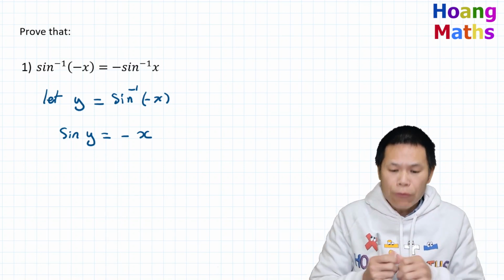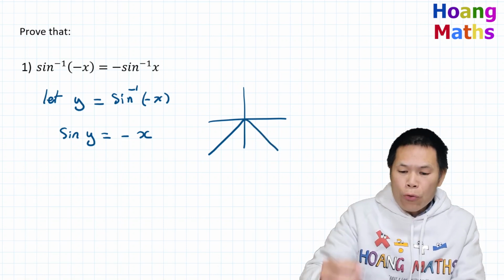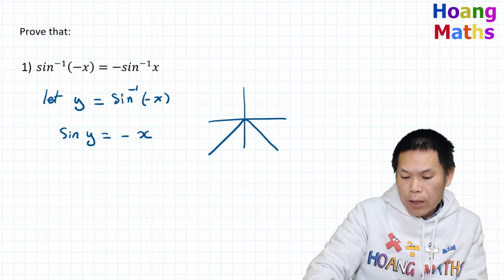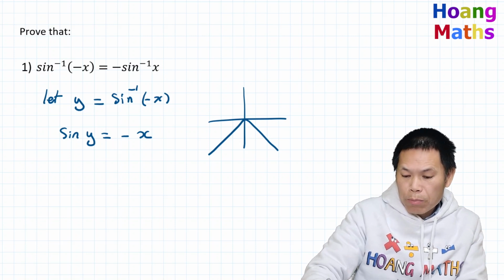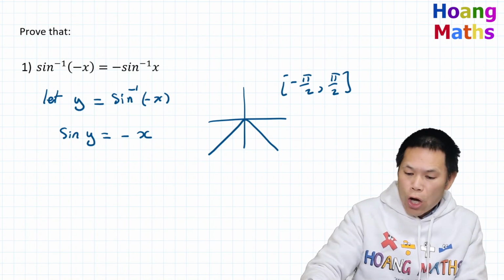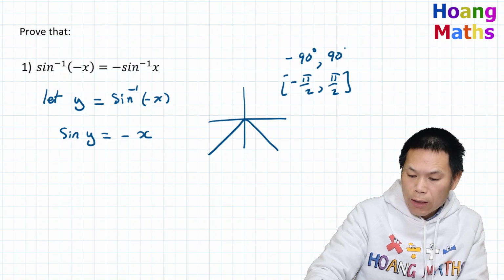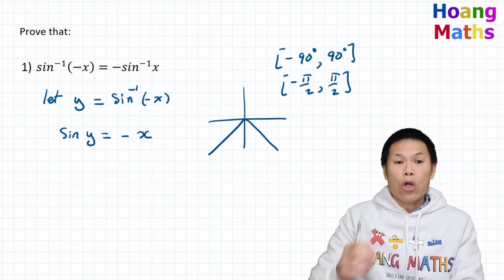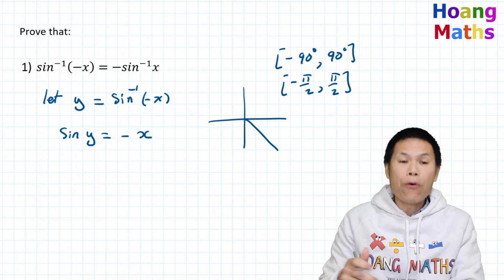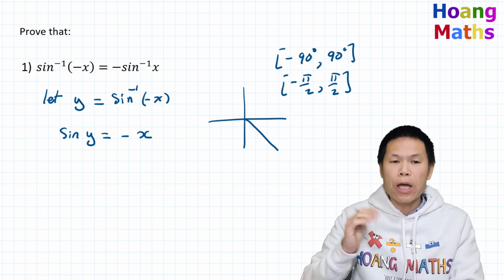So sine is negative, so it will be in either the third quadrant or the fourth quadrant. But we know that the range of inverse sine is between negative pi over 2 and pi over 2, inclusive, or negative 90 degrees to 90 degrees inclusive. Let me just write that up here. So therefore the answer should be in the fourth quadrant, because the fourth quadrant is within the range of inverse sine. Okay, so keep that in mind.